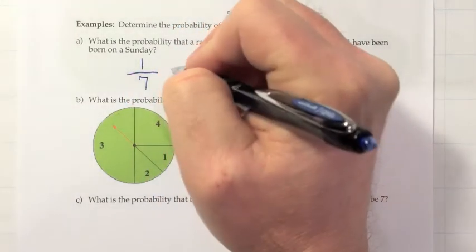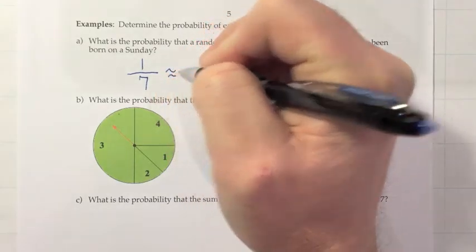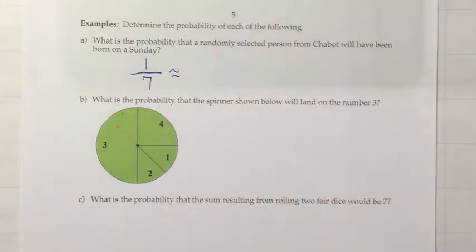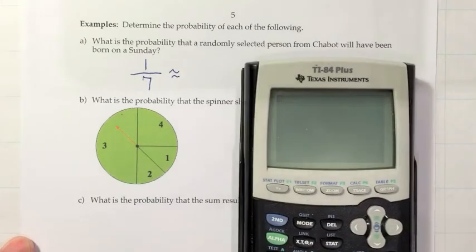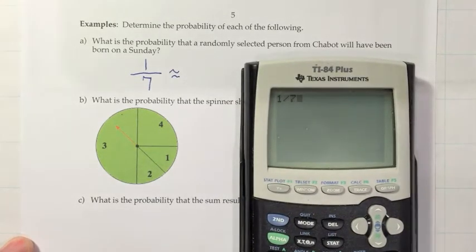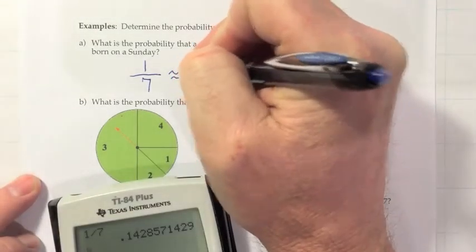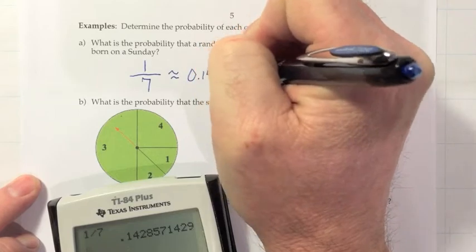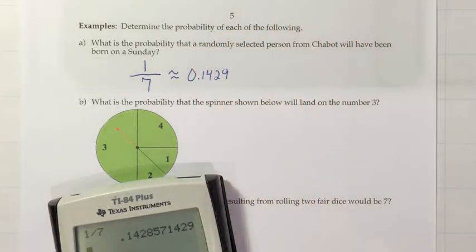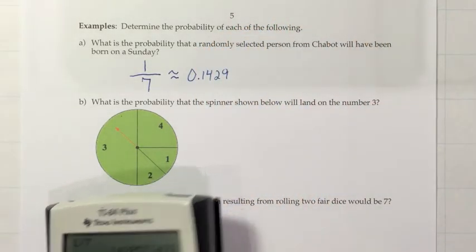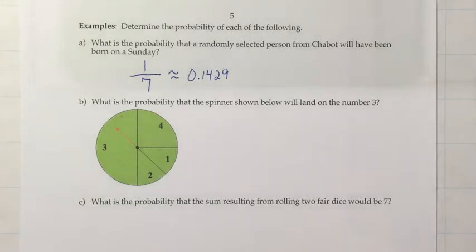And then we would want to go to a decimal on that, so we'll go to the calculator. So I'll bring in the calculator for that. We do the 1 divided by 7, and we get 0.1429. And we'd probably say that as there's a 14.29% chance that a randomly selected person from Chabot would have been born on a Sunday. And that would be our theoretical answer.